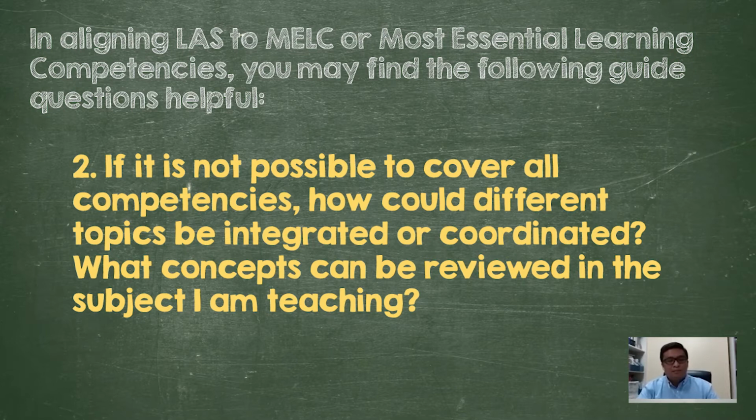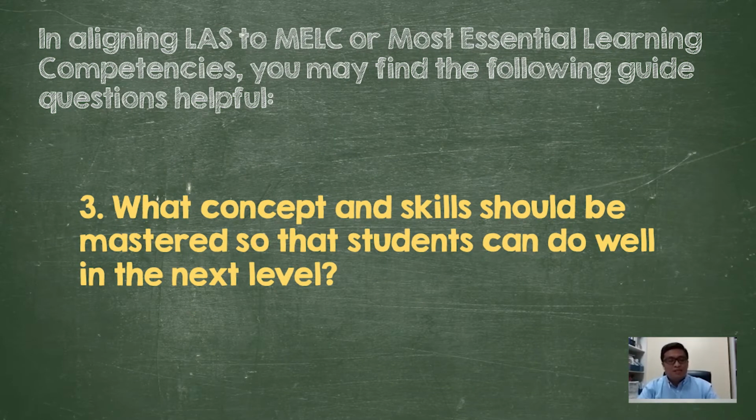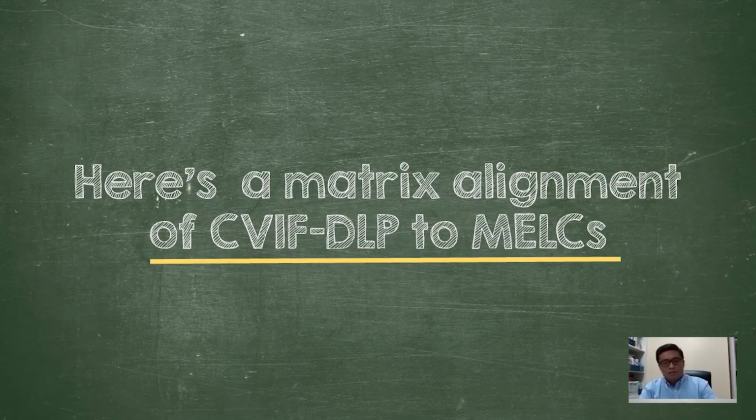And lastly, what concepts and skills should be mastered so that students can do well in the next level? These are just the 3 questions that can guide us when we are creating our learning activity sheets, so that they can be aligned to the most essential learning competencies, or MELCs. Here are some samples of matrices wherein we will see how the competencies are aligned to the different learning activity sheets.